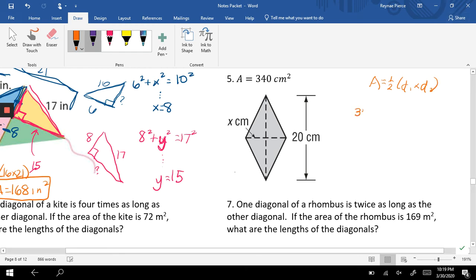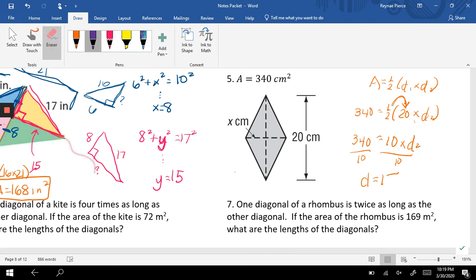Okay, so my area is 340. One of my diagonals is 20. I don't know the other one. So first off, I can go ahead and multiply here. I don't have to distribute because this isn't a plus sign. I'm going to take 1/2 times 20 and simplify that right side a little bit. Divide both sides by 10, and that tells me the length of the whole diagonal is 34. But we don't want the whole diagonal, we just want half of the diagonal, and so we need to cut that in half, and that will tell you that x is 17 centimeters.